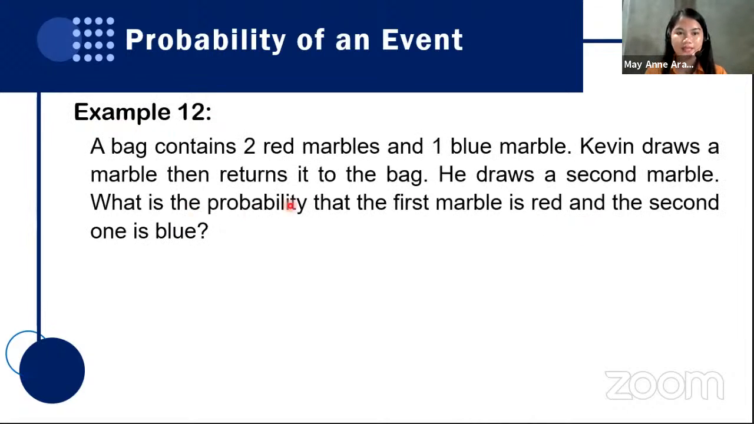So a bag contains 2 red marbles and 1 blue marble. Kevin draws a marble, then returns it to the bag. He draws a second marble. What is the probability that the first marble is red and the second one is blue?